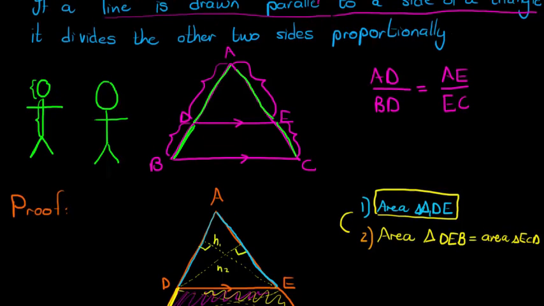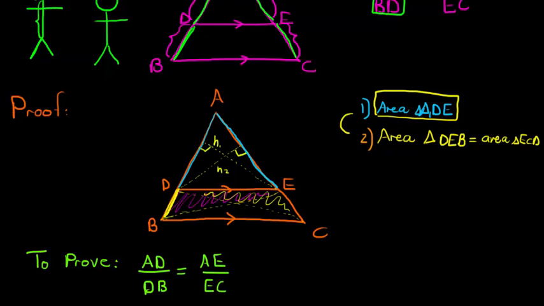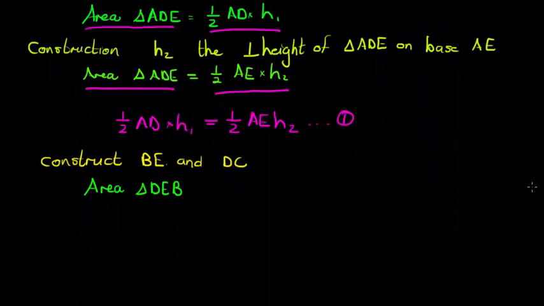Why am I using DB? Because of what I want to prove. I want BD to be part of my formula, and that is why I used DB as the base here, because I want it as part of my formula. You see that? So the area of triangle DEB is a half DB, which I'm using as a base.